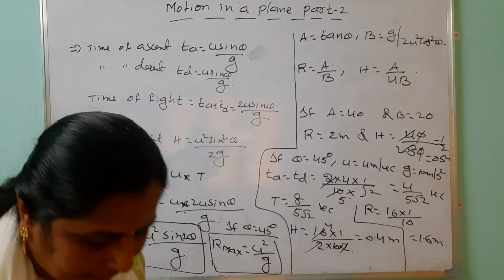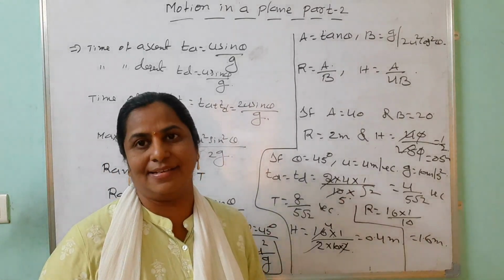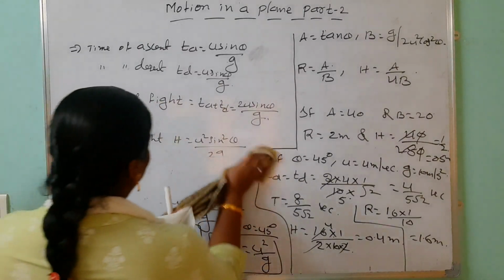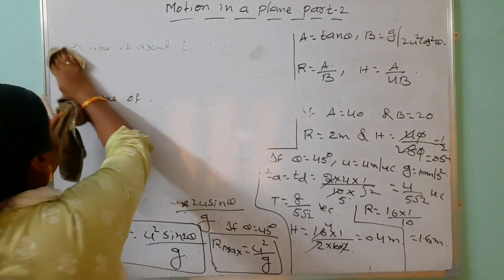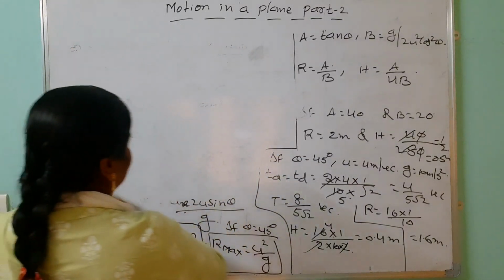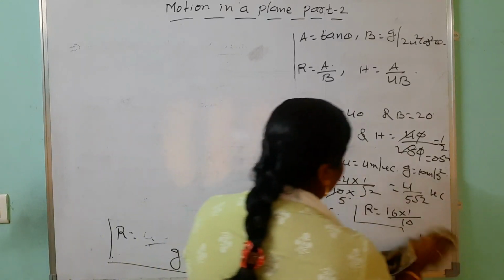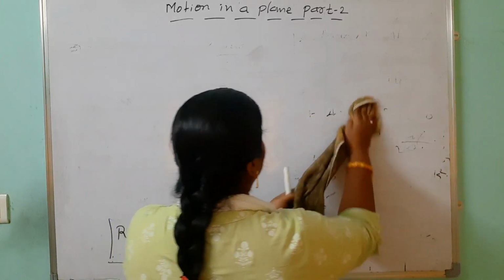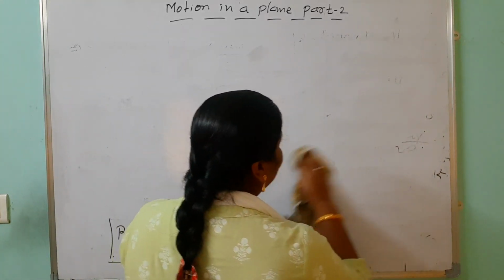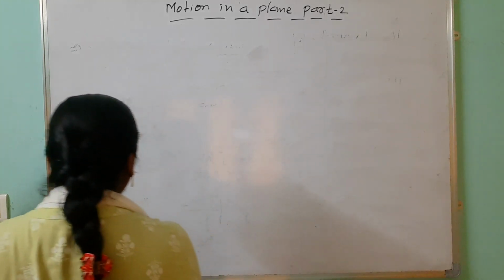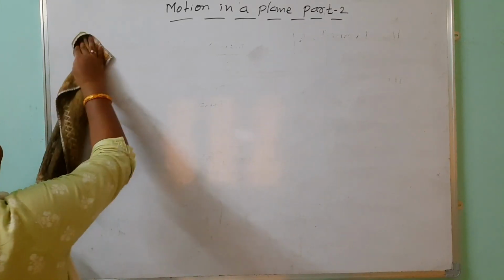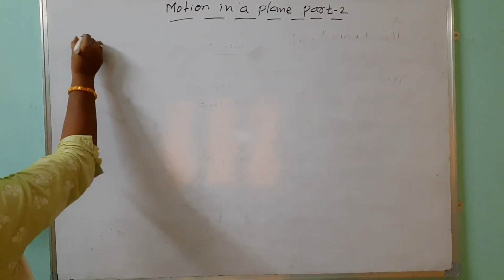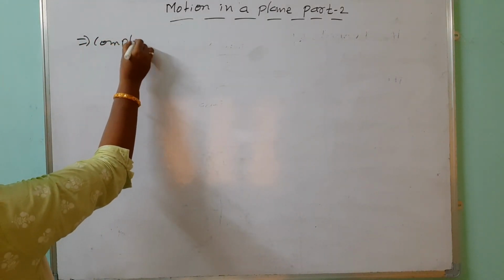Then our next application is complementary angles. We are discussing the heights and all these. So first of all, what are complementary angles? If the sum of the angles is 90 degrees, we call that a complementary angle. Suppose theta 1 is theta and theta 2 is 90 minus theta. The sum of the two angles is 90 degrees. One is 45 plus theta, another is 45 minus theta. These are complementary angles.